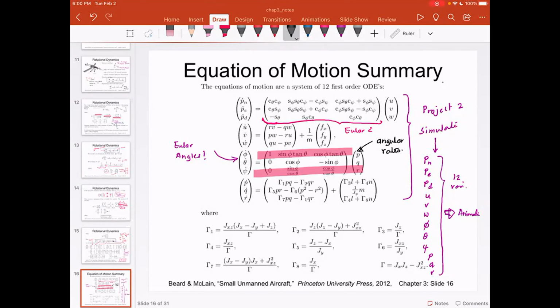I just want to tell you that about 98% of the class did very well in project 2. All the students were able to get the differential equation of motion integrated correctly, then add the sliders and have the Simulink code working. But recognize that code was implemented in Euler angles.